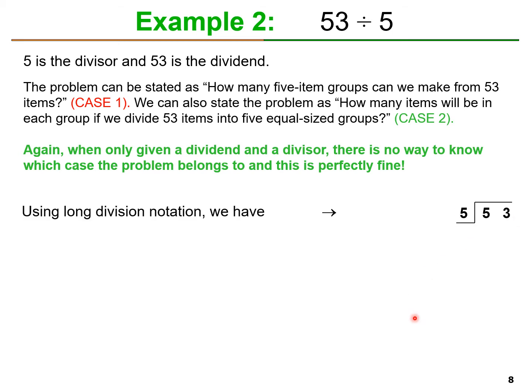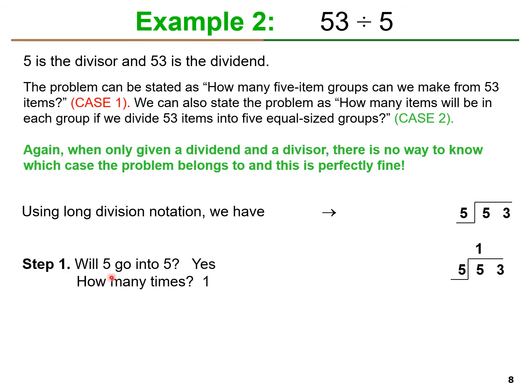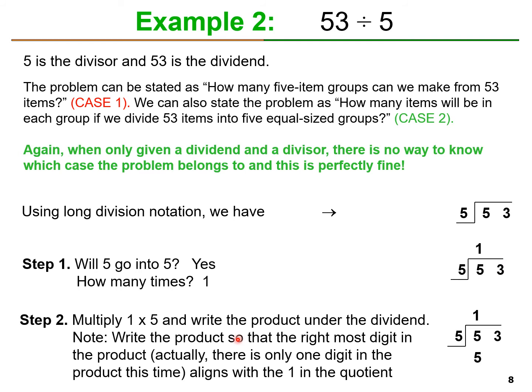Using long division notation, we put the 5 where the divisor goes, and we put the 53 where the dividend goes. Step 1, will 5 go into 5? So will 5 go into the first digit, 5? Yes, 5 goes into 5 exactly 1 time because 5 times 1 is 5. So we put the 1 above the 5. Multiply 1 times 5 and write the product under the dividend. 1 times 5 is 5, and because we're considering this column right here, we put the 5 so that it aligns up with this 1 and 5 here.